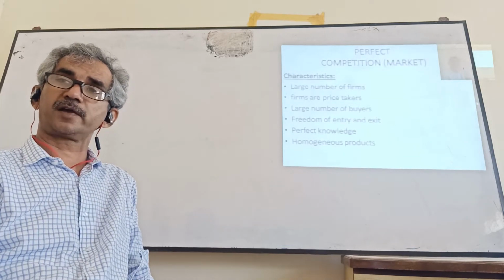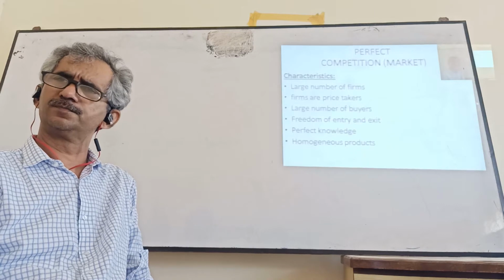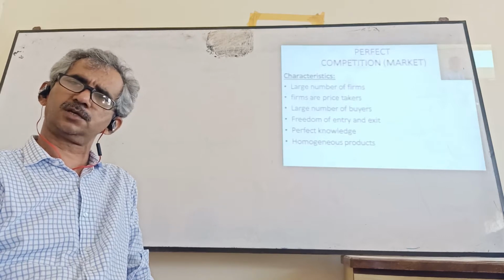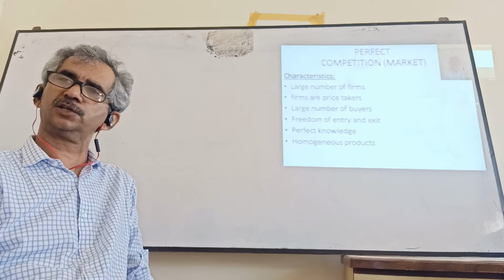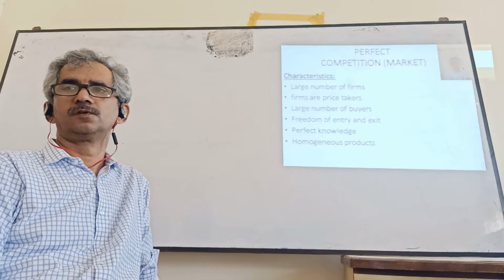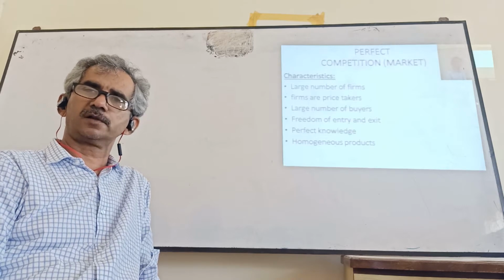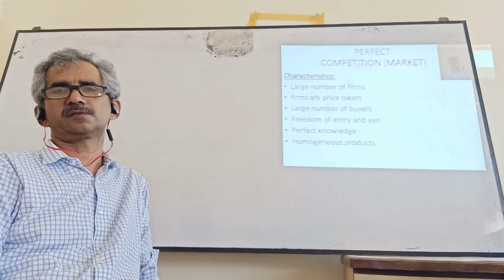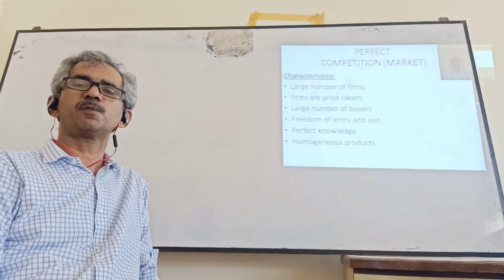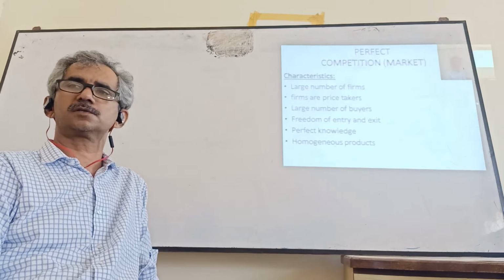So what is perfect competition? A perfect competition is a market where a large number of firms are price takers. The firms present in that market are price takers, meaning they have to accept whatever price is presented to the market. A large number of buyers are also present. There is freedom of entry and exit. Firms, sellers and buyers are free to enter the market and to leave the market.